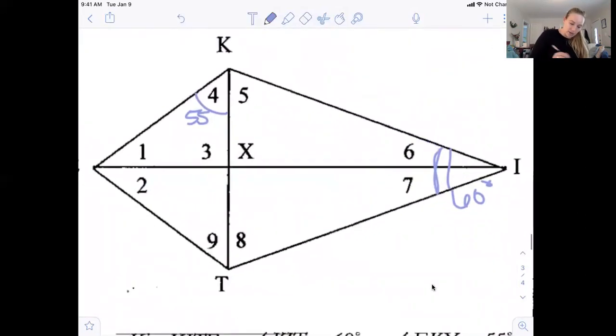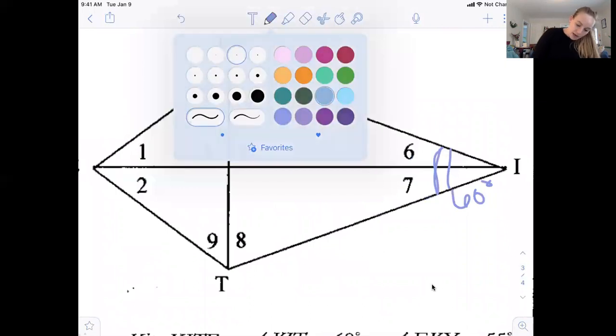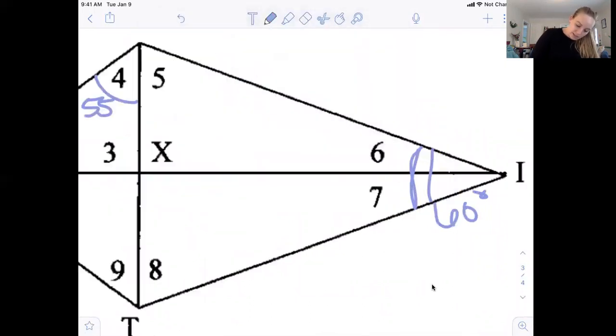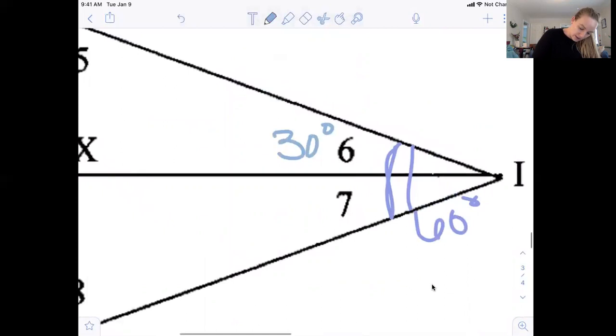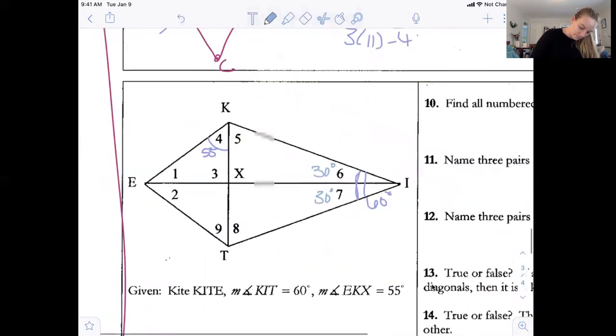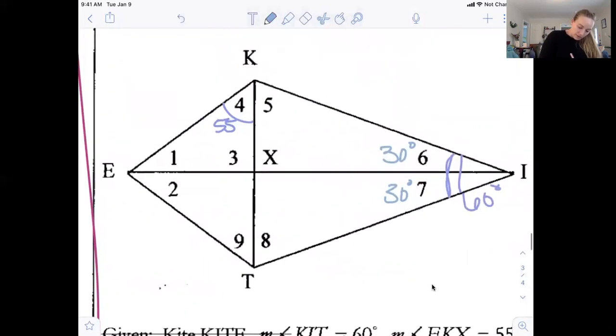So I'm going to start with the easiest part, I think, which is the bisected one. So this is 60, angle 6 is 30, and angle 7 is 30. I know all of these are 90 in here, so I did my little 90 box. If angle 6 and 7 are 30, then 5 and 8 are complements to that, so they're 60. Angle 9 and 4 are congruent, so that's 55.